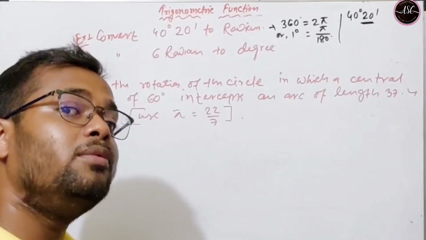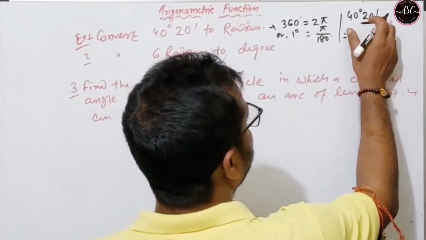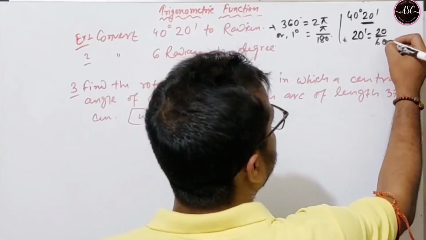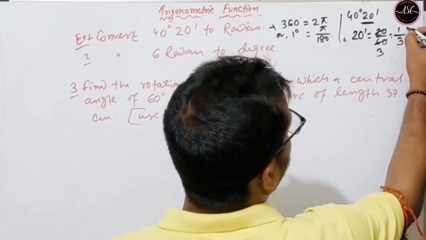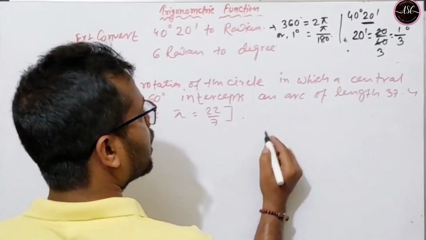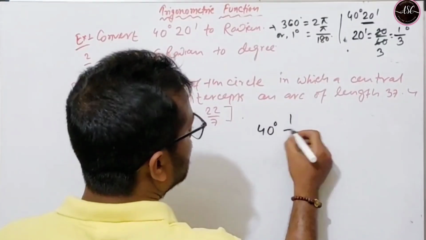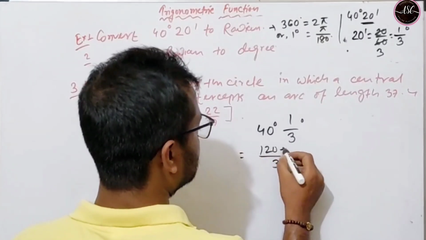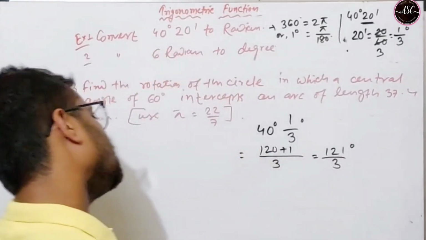So 20 minute will be 20 by 60 degree. By cancelling, we get 1/3 degree. So we get 40 degree and 1/3 degree, that means 121 by 3 degree.